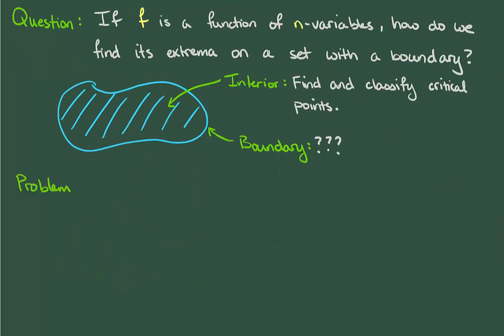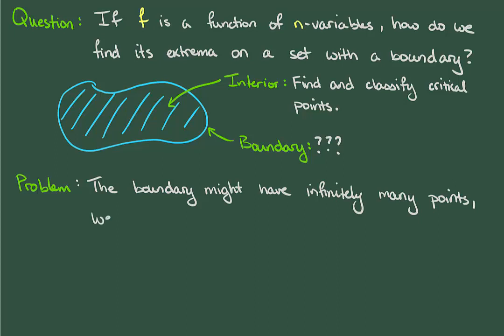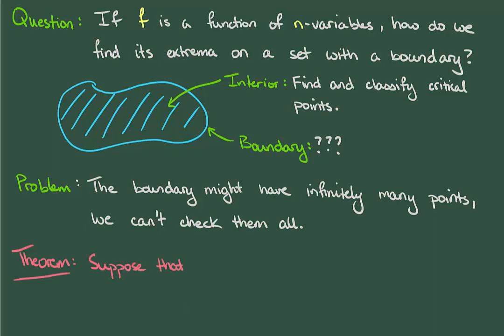The reason is that the boundary might now have infinitely many points, and it's impossible to check all of them by hand. So we need something else, something called Lagrange multipliers. For this, we'll have two functions, f and g, and we'll work on the set S of all roots of g.